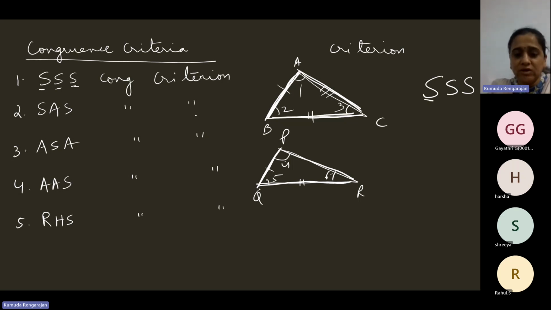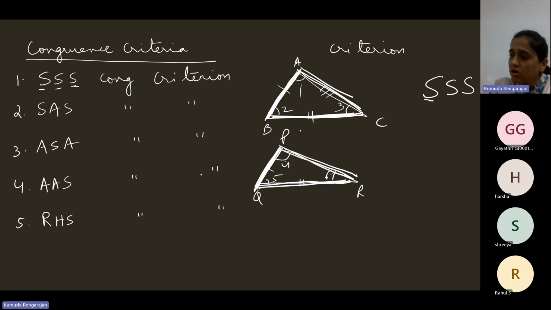BC equal to QR. It need not be in this order. It can be a different order. Like it can be AB is equal to PR also. It can be BC is equal to PQ. That's okay. It need not be like this side should be equal to this side only. So if you have, like in this case, AB equal to PQ, BC equal to QR, and AC equal to PR, then the two triangles are congruent by the SSS congruence criterion.